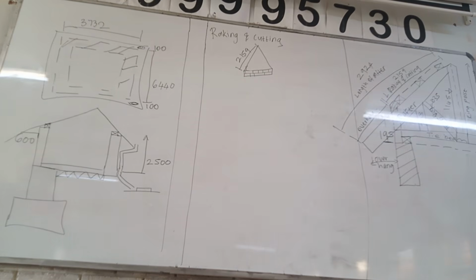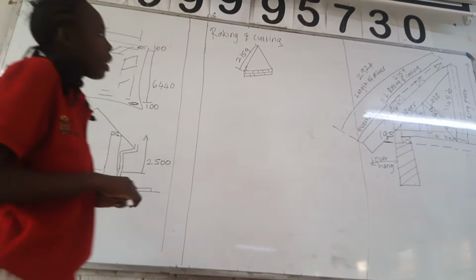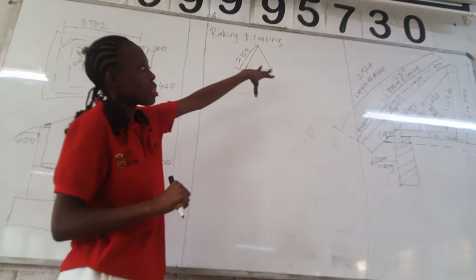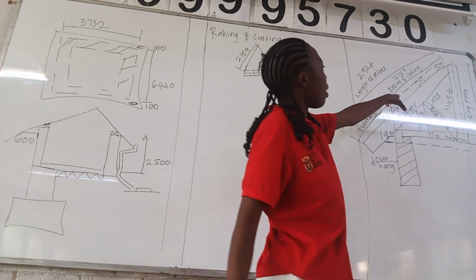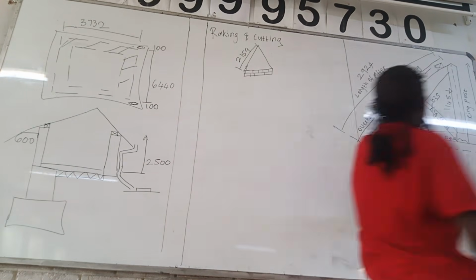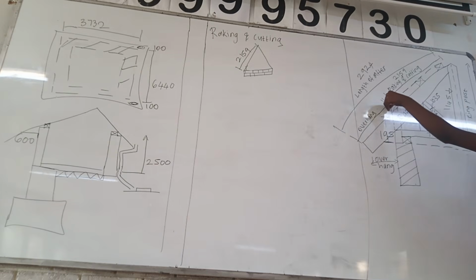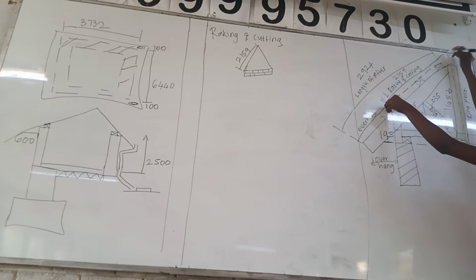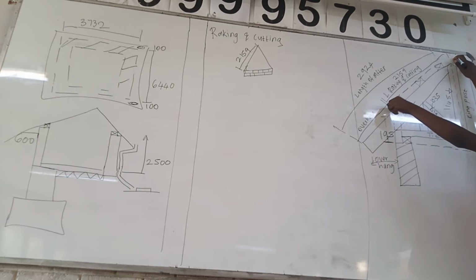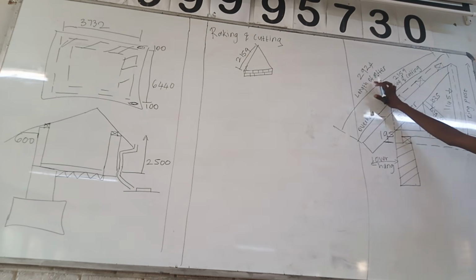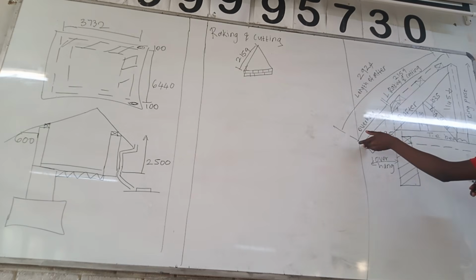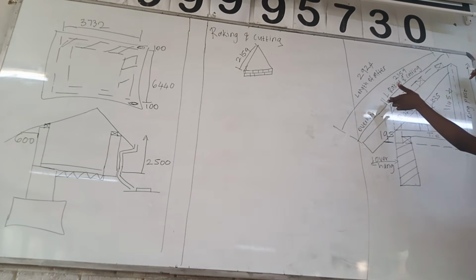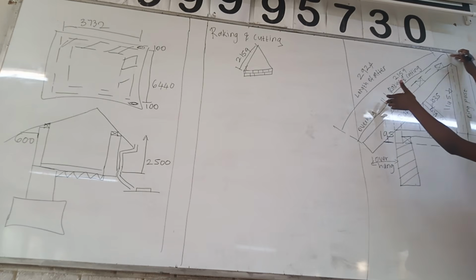Okay, so we are moving to raking and cutting again. So raking and cutting, we focus on this length, the length of the raking and cutting. It starts here and then ends there again. So that is the length of the raking and cutting. You do not take the length of the rafter. There is no raking and cutting here. Again, so the length of the raking and cutting is from here until there.